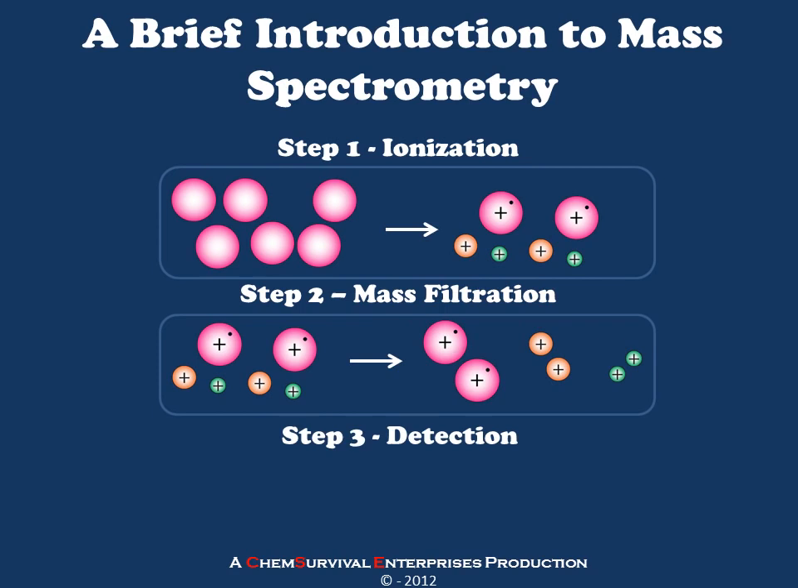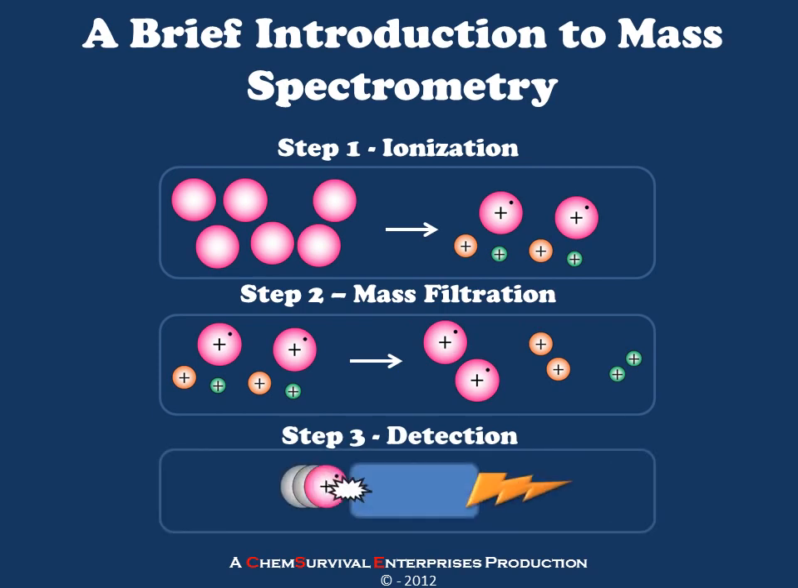The final step is detection. In the detection step of the experiment, we'll be trying to locate where and how these ions are moving and use that information to determine what their masses must be. This is the source of mass spectrometry experimental data.